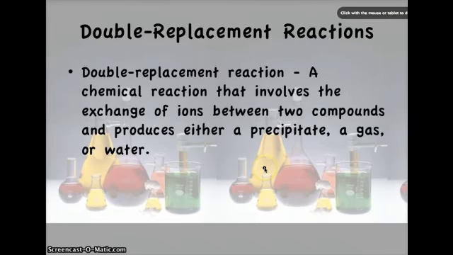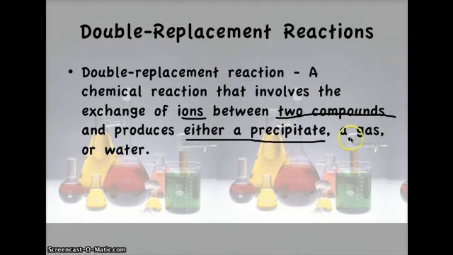This one should be easy for you to spot as well. It's similar to single replacement reactions. The big difference is that we are exchanging ions between two compounds this time instead of just one. And at the end of a double replacement reaction, we end up producing either a precipitate, a gas, or water.